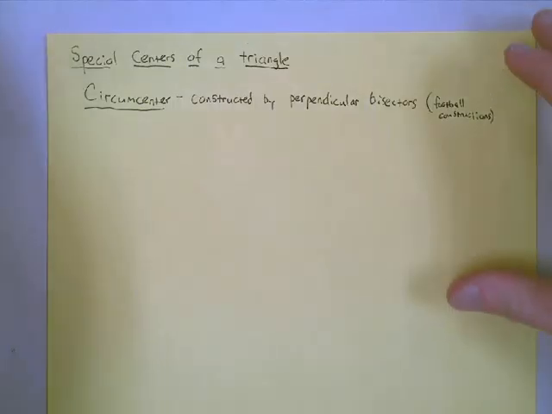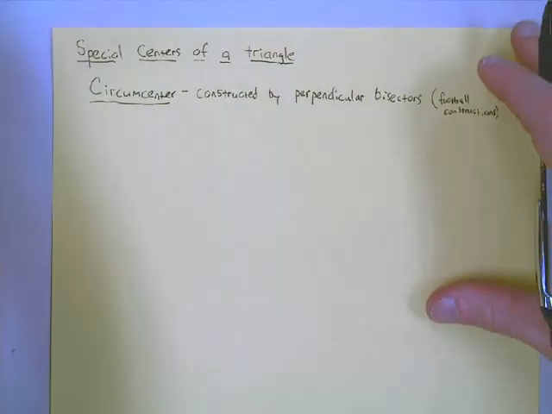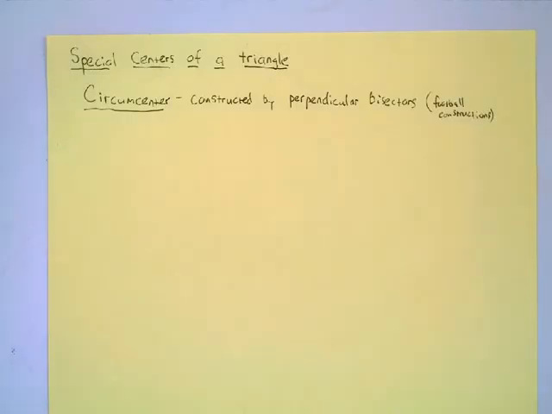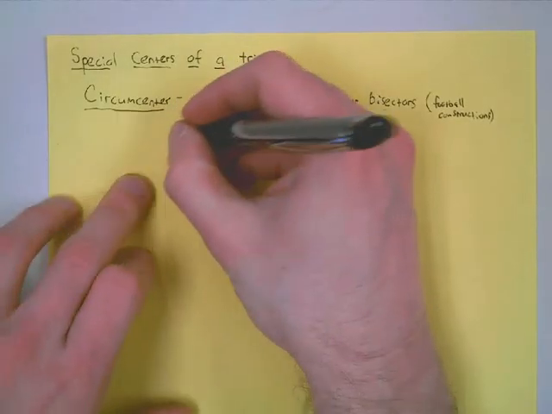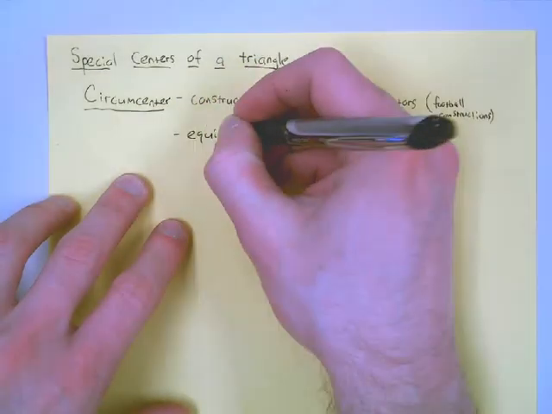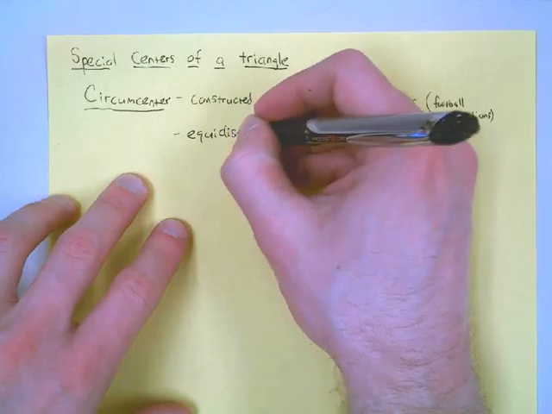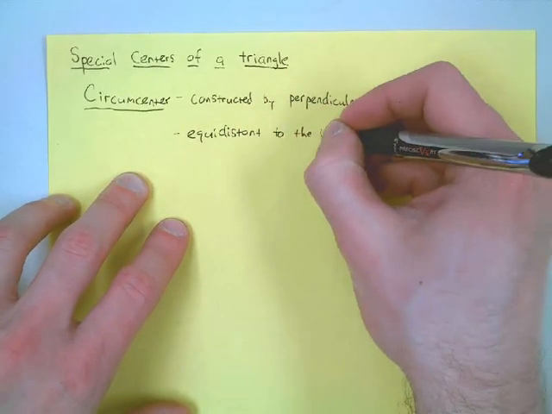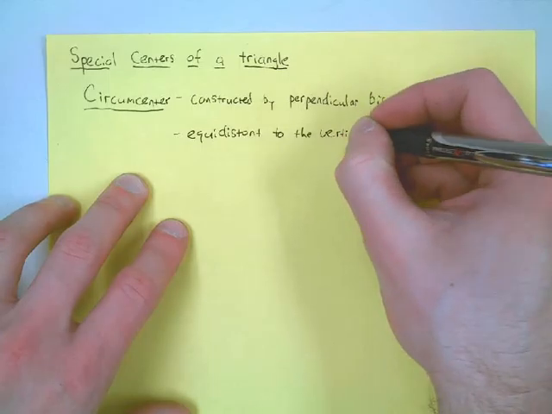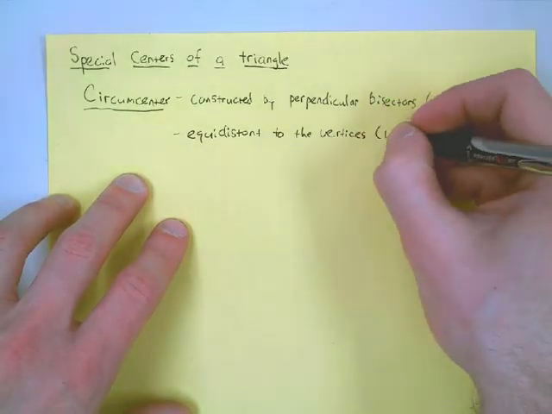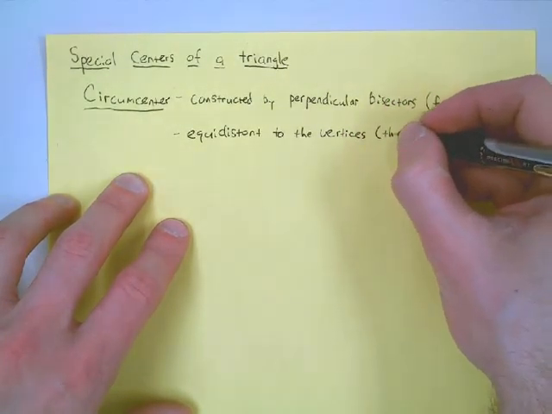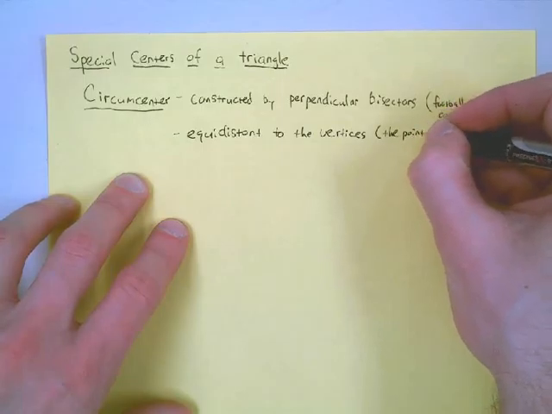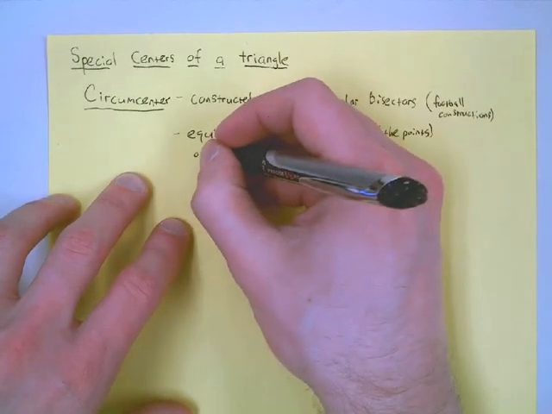So that's the circumcenter. What's the special property of the circumcenter? It's equidistant from the vertices? Yes, equidistant. Okay, to the vertices. I'm going to put in parentheses the points of the triangle.